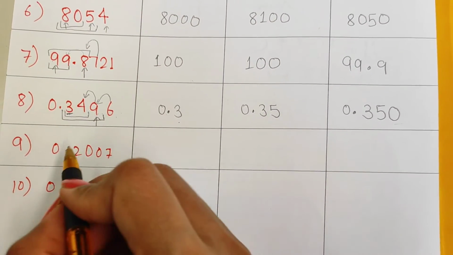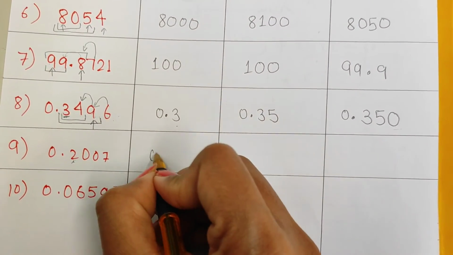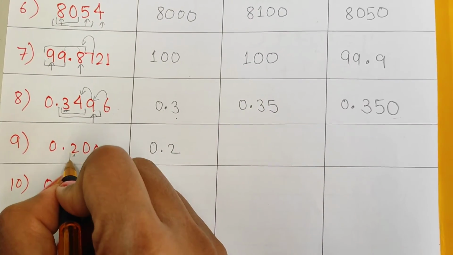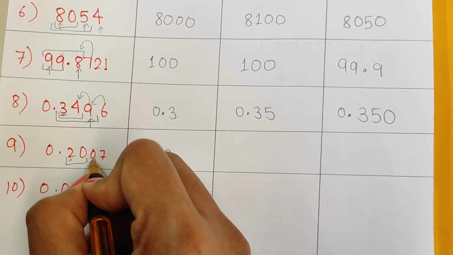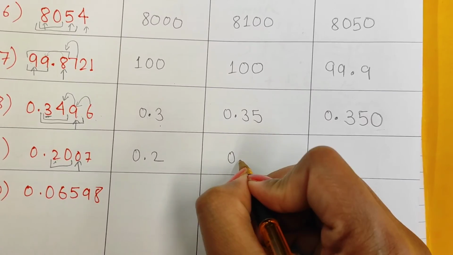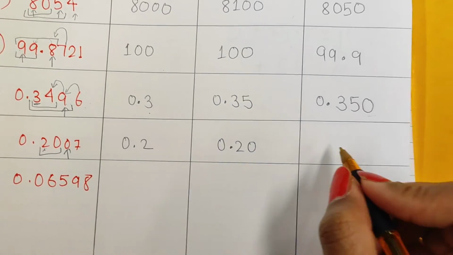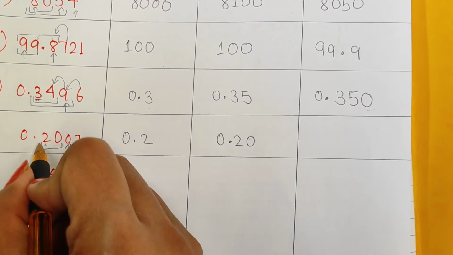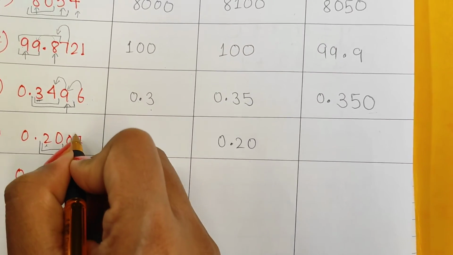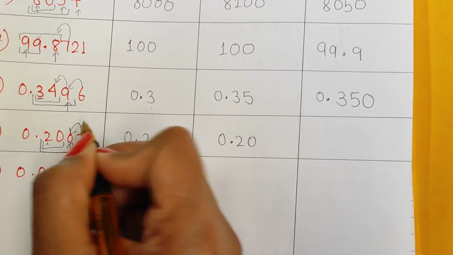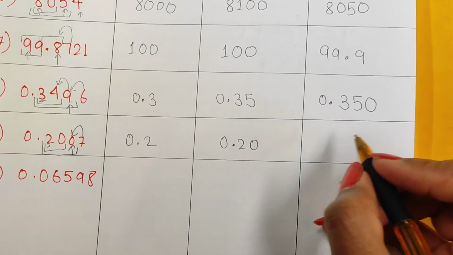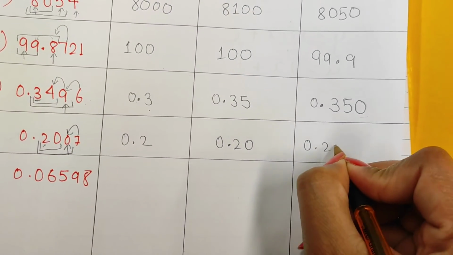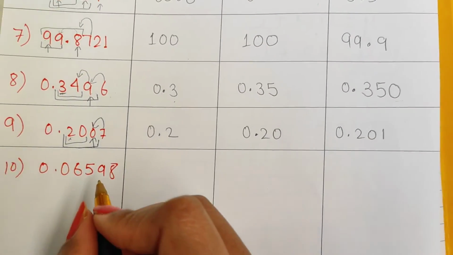Now number 9, one significant figure is this, so 0.2. Two significant figures are these, and because the third number is 0, it remains like this. What about the three significant figures? The three significant figures are these, so you round this. 7 is more than 5, so you round this to 1, so 0.201.